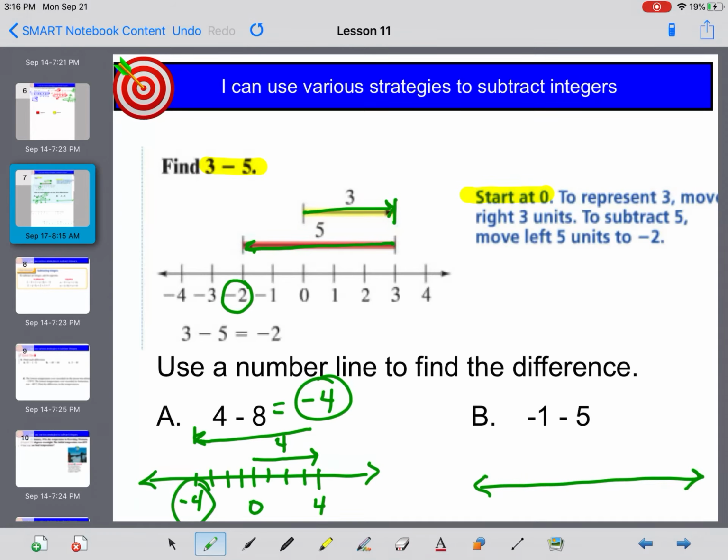Have any of you started to find a pattern? If not, it's okay. We'll talk about it, but just try to anticipate that that's where we're going. So the first thing I'm going to do is model negative 1. So I am going to the left 1. Then I'm going to take away 5 more, or go to the left 5 more. I am left off with negative 6.